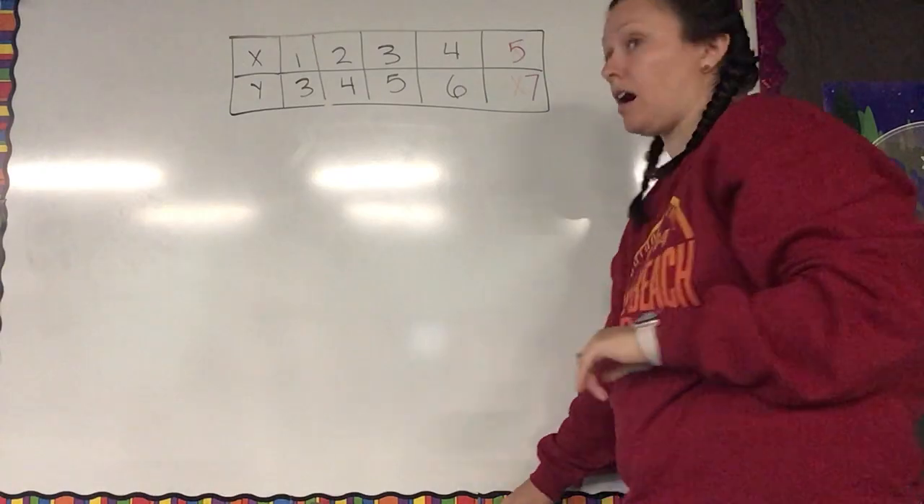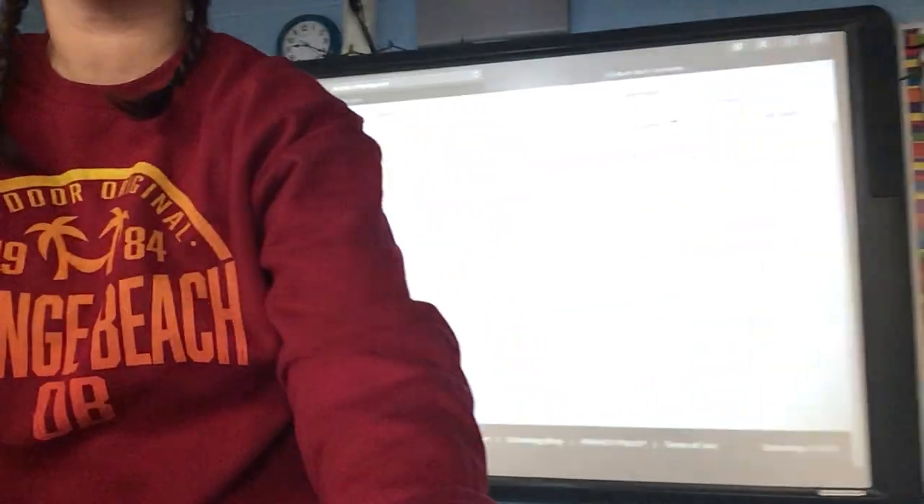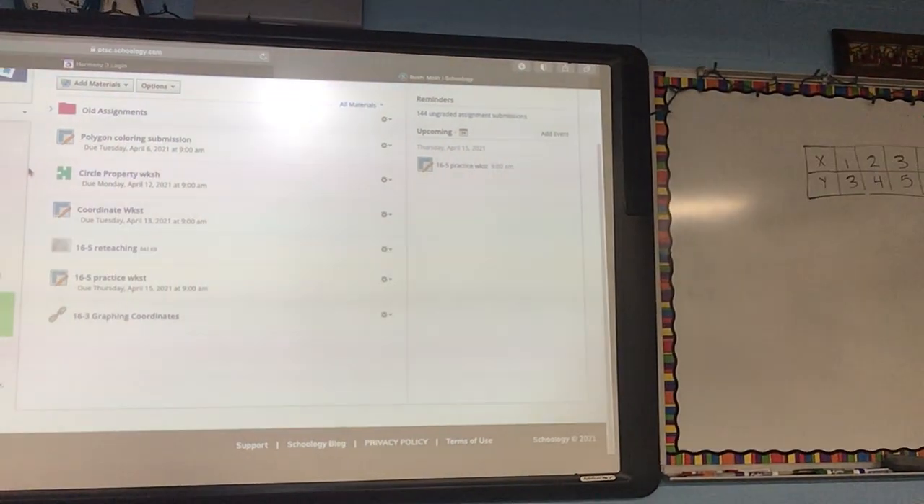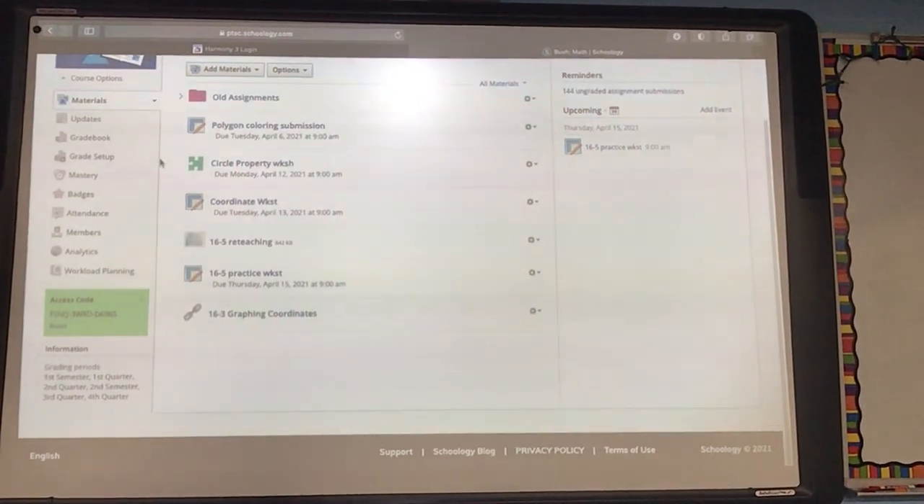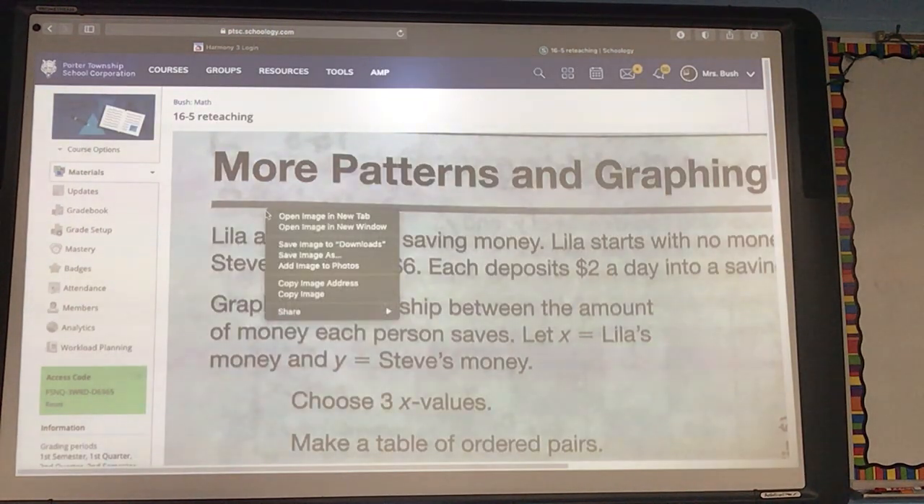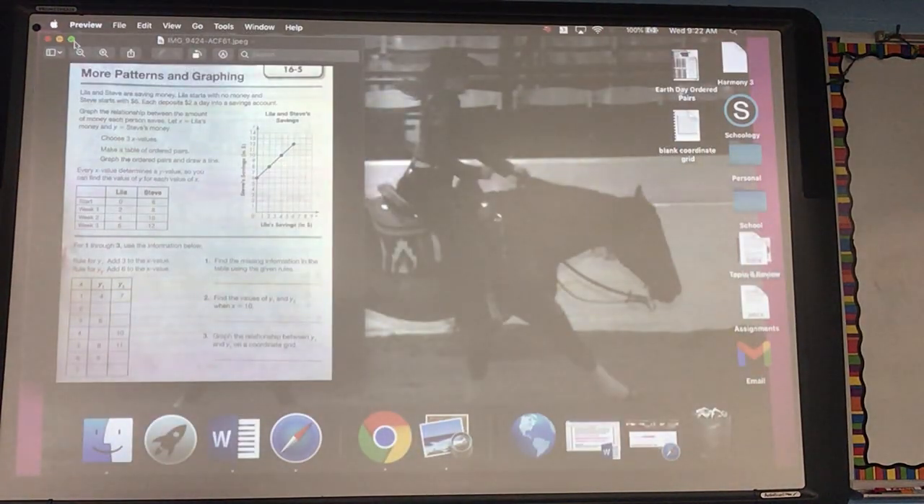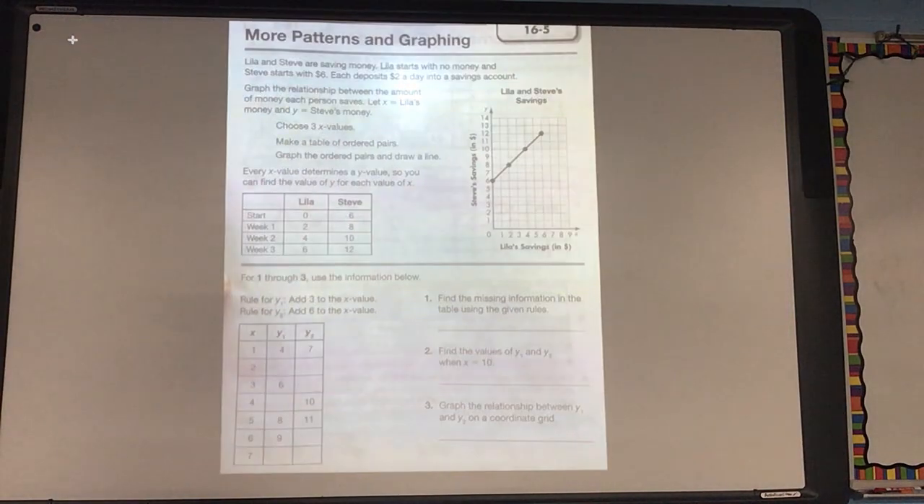You guys have done 100 chart patterns. You guys have done lots of patterns before with tables, and now we're going to look at some of those with coordinates and tables and graphing. On Schoology, if you're wanting to follow along with me on your iPad, I am looking at 16-5 reteaching. We are going to do this one together, and then I have one for you guys for homework.